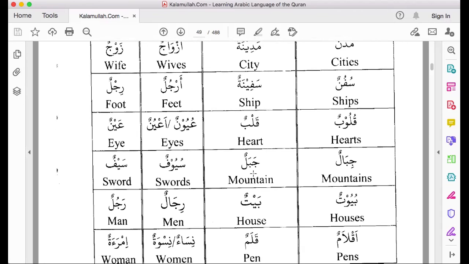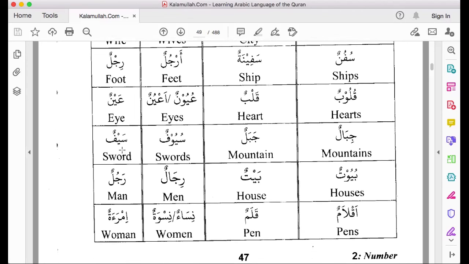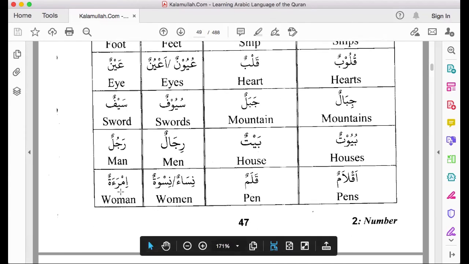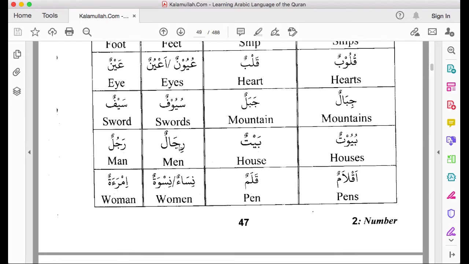Okay, so here's some more for you. Saifun is a sword, and then suyufun, jabalun, jibalun, baitun, buyutun. For a woman, look here, it has two plurals. Imra'atun, and the common plural that we're all used to, nisa'un. But here's a second plural that's also not as common, niswatun. This is also a common one that you should know, rajulun, rijalun.